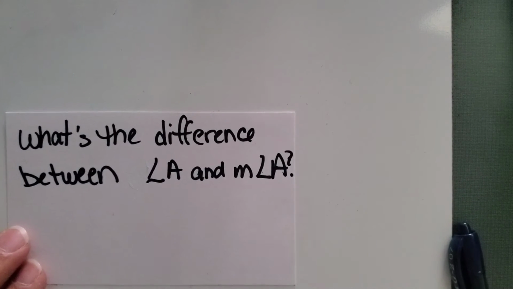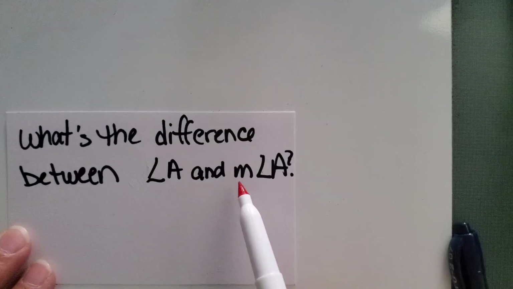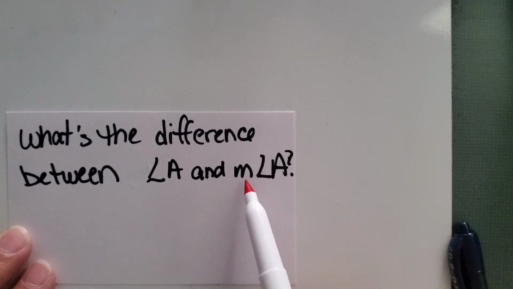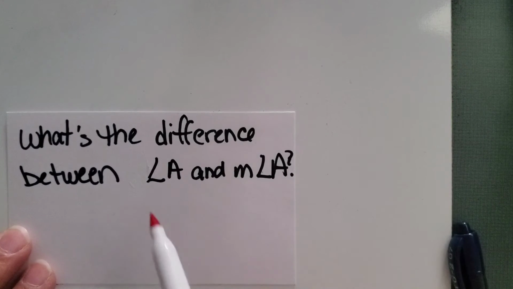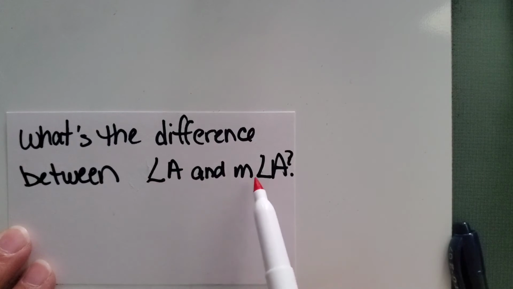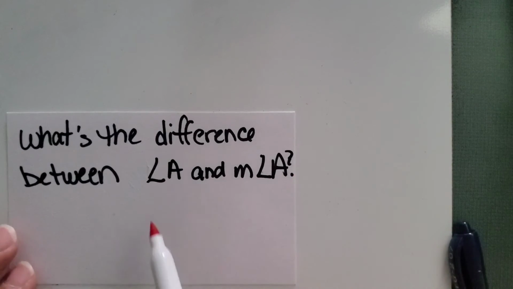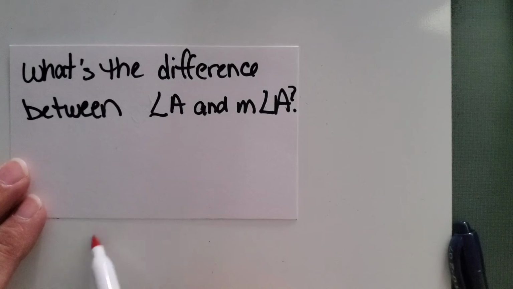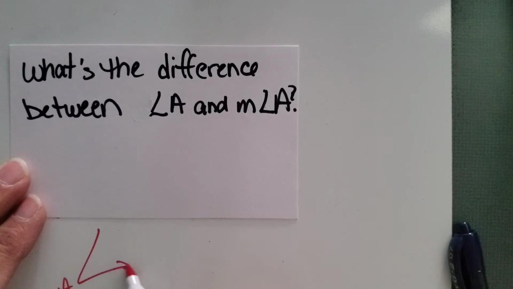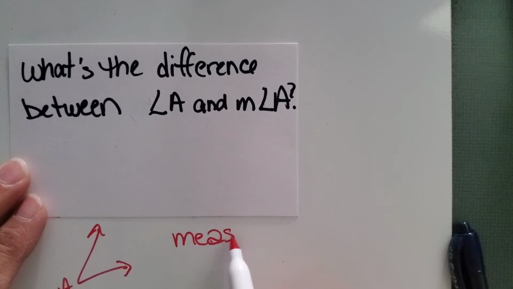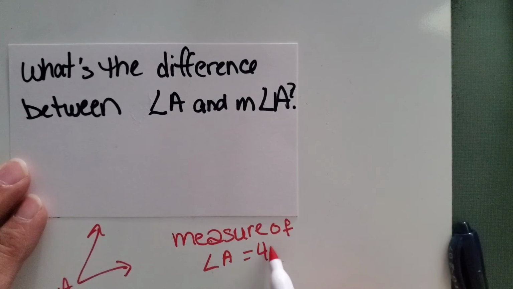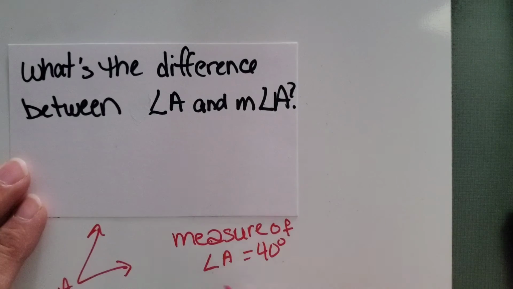In this one, they're asking, what's the difference between angle A and m angle A? Now, when we read that m, we say the word measure. So we would say, what's the difference between angle A and the measure of angle A? Well, angle A is talking about the geometric shape. So here's angle A. But the measure of angle A is talking about the distance or the degrees. How many degrees is it? It's the measure of angle A. And we would say something like 40 degrees. That's the measure of angle A.